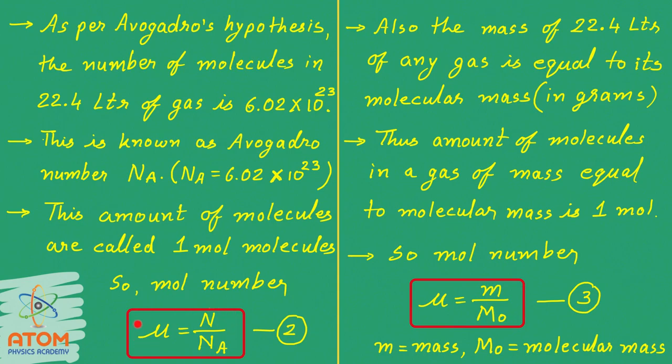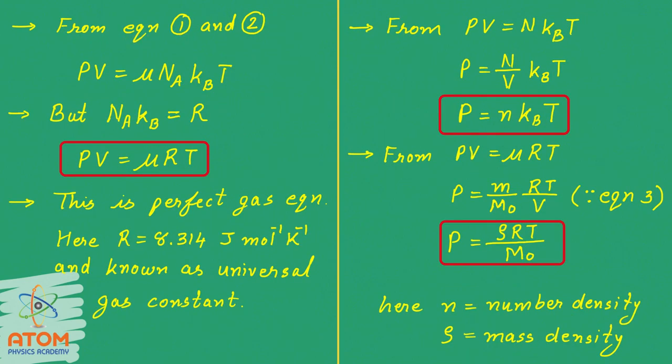Now with the use of these two equations of mole, that is mu is equal to n upon Na and mu is equal to m upon m0, we are going to derive some more equations. From equation 1, PV is equal to n kB T, and equation 2, mu is equal to n upon Na, we can write PV is equal to mu Na kB T. Try to understand this. In place of capital N, we can write mu Na, and so PV is equal to mu Na kB T.